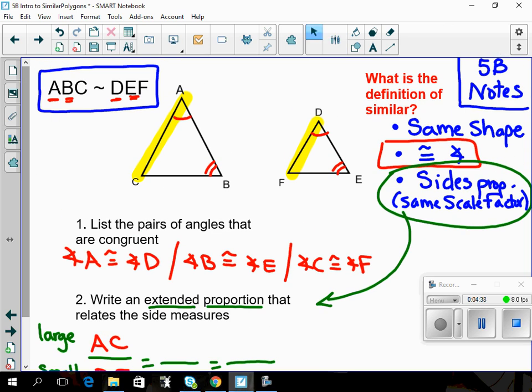Let's use a different color. Let's write another pair of corresponding sides. How about AB? What does it correspond to?